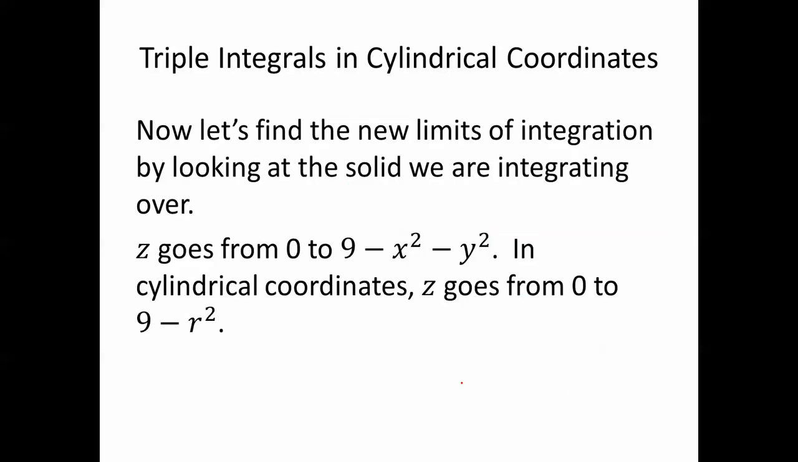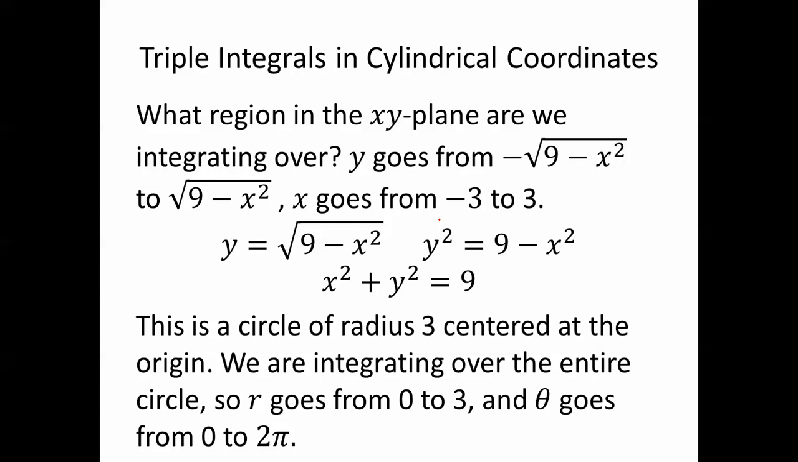Now let's find the new limits of integration by looking at the solid we're integrating over. z goes from 0 to 9 minus x squared minus y squared. In cylindrical coordinates, z goes from 0 to 9 minus r squared, because r squared is x squared plus y squared. And that's basically what we have here, 9 minus the quantity x squared plus y squared. What region in the xy plane are we integrating over? Because we know the limits of integration on z, now let's find the new limits of integration for r and theta, and those come from x and y.